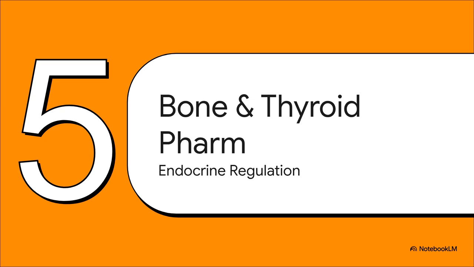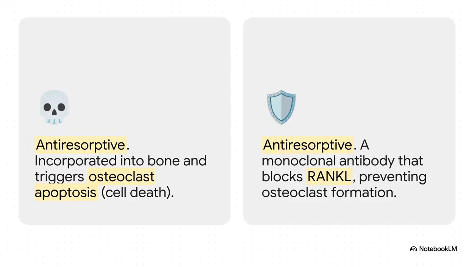All right, for our final section, we're taking a slight turn, but it's all deeply connected to the body's overall regulation. We're going to dive into the pharmacology of bone and the thyroid. These are incredibly powerful endocrine systems, and the drugs we use to target them are just as fascinating. When you're treating osteoporosis, a common strategy is to stop bone from being broken down. These are our anti-resorptive drugs. And once again, we have 2 very different ways to do it.